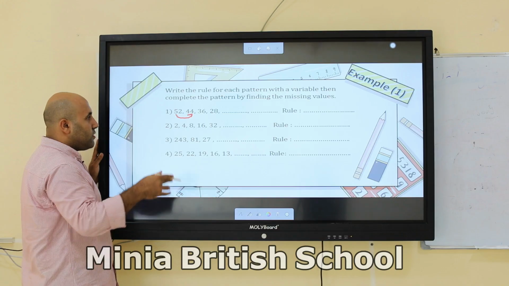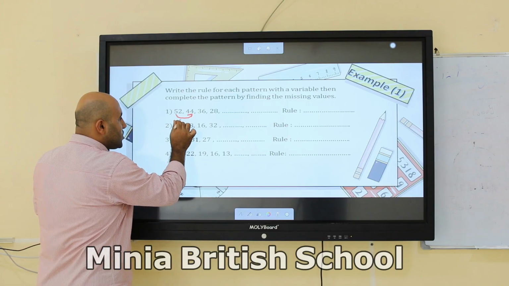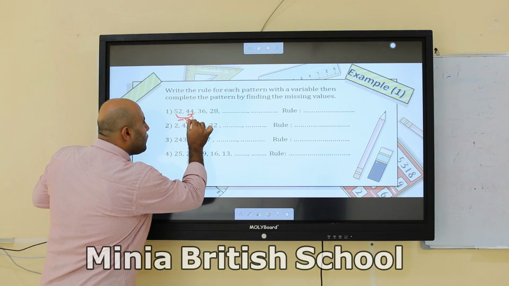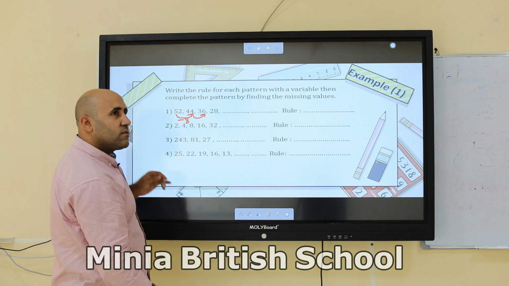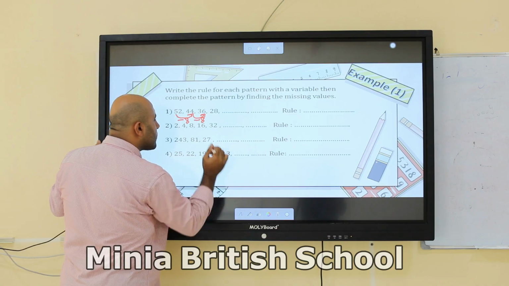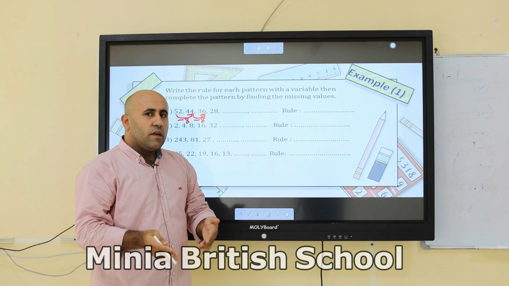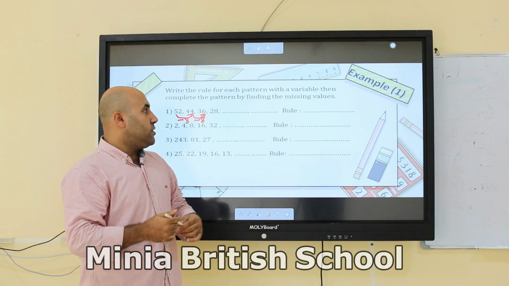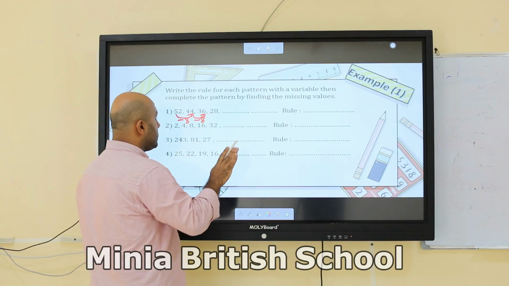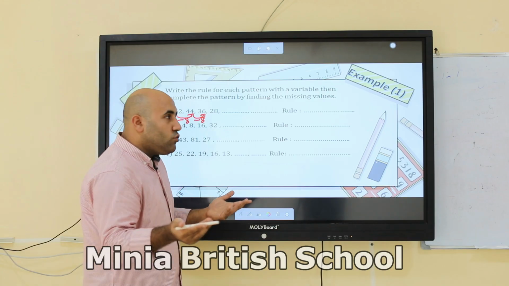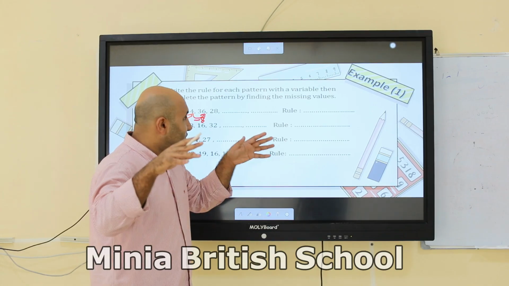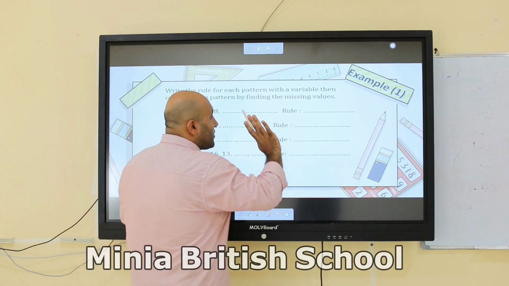So that means I subtracted by 8. Let's try the second: 44 minus 36. You see, it's also subtracted by 8. So that means each and every number is subtracted by 8. So my rule will be: any number inside this set of numbers, inside this pattern, will be subtracted by 8.